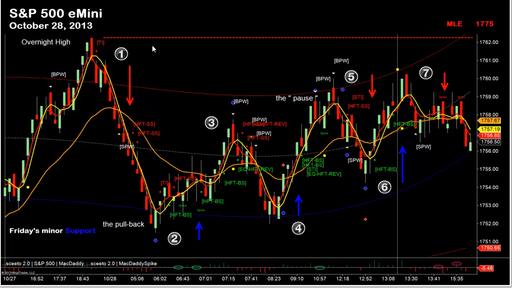Here we see the overnight high that developed during Sunday's Globex session. At the high, the order flow events indicated that the demand curve turned down. There was responsive selling on the uptick, and the selling pressure accelerated as the S&P sold down below 1758 and pulled back to the minor support level that developed during Friday's session.